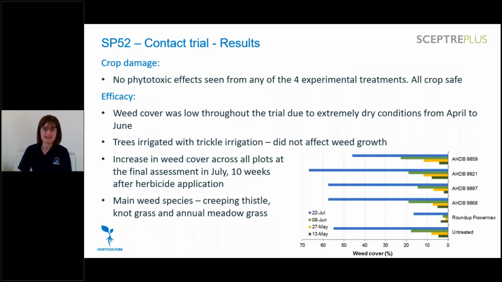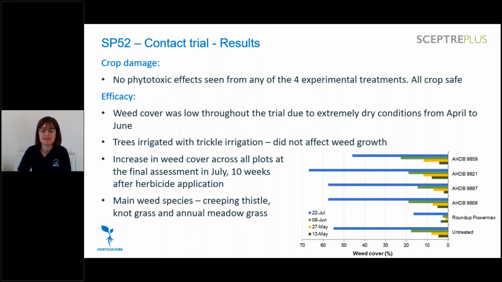So what did we find? Well, in terms of crop damage, we didn't see any phytotoxic effects from any of those 4 experimental treatments. So in terms of that trial, all of those treatments were crop safe, and just as good as the grower standard in terms of the safety on the crop.